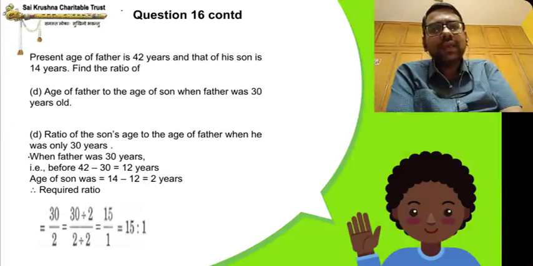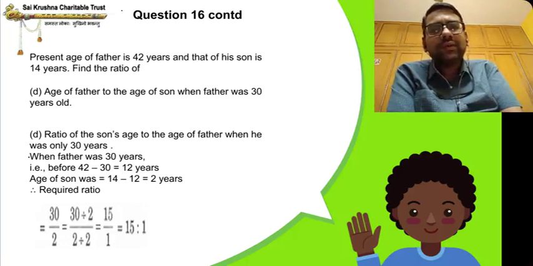Okay, D. Present age of father is 42 years, son is 14 years. Find the ratio of the age of father to the age of son when the father was 30 years old. Presently, what is the age of father? 42 years. When he was 30 years means you have to go back 12 years, right? 42 minus 30 is 12. Age of son, 14 years is the present age. If you go back 12 years, what is the age? 14 minus 12? 2 years.